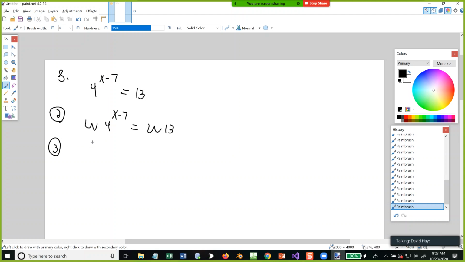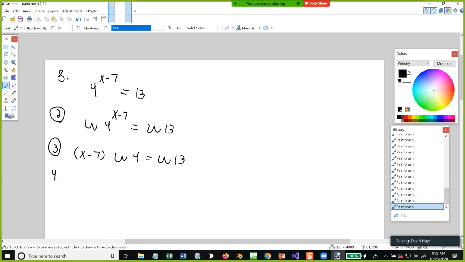Step 3, we want to use our properties of logs to get the variable out of the exponent. We have a property that says if you have log of something to a power, you can take the power and put it out in front. Now, when I put it out in front, I want to put parentheses around it because it's 2 terms. If you have 2 or more terms, you always want to put parentheses around what you put out in front.